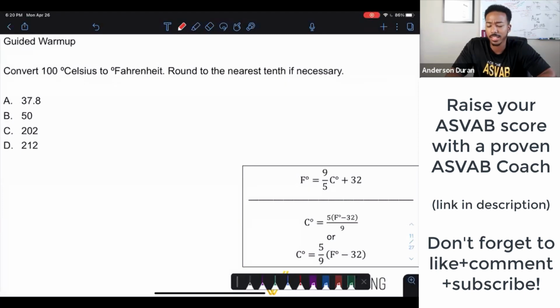Yeah, Elijah, exactly. If you were to distribute, you would still get the same stuff. You would have gotten 160 minus 160, still would have canceled out.